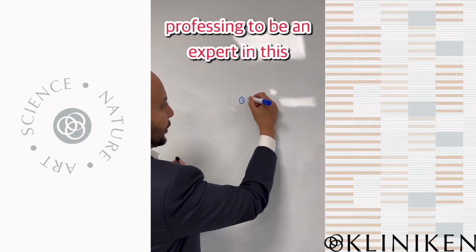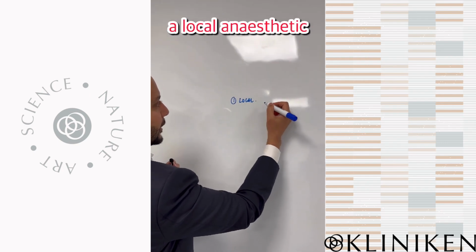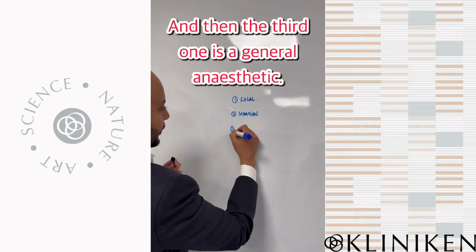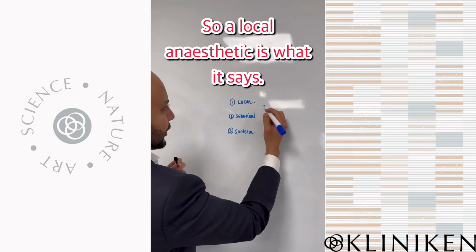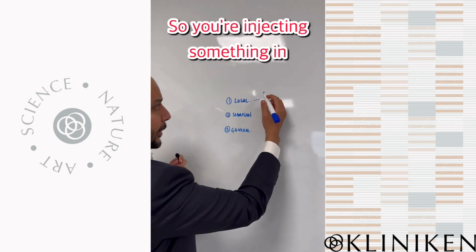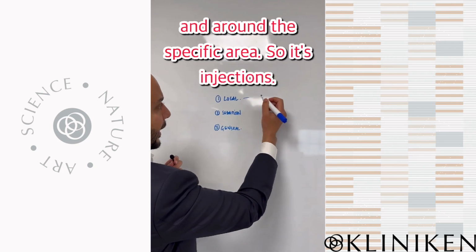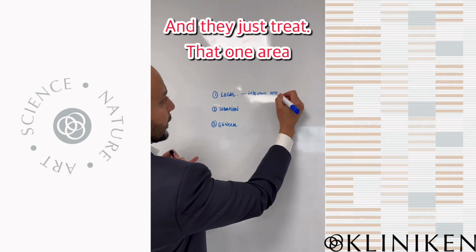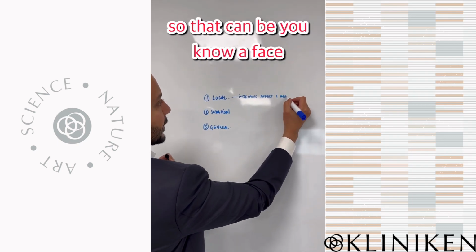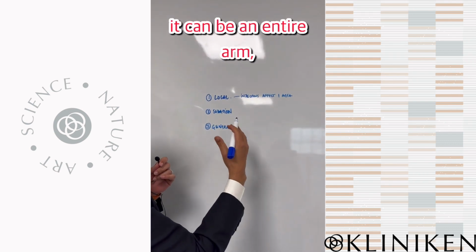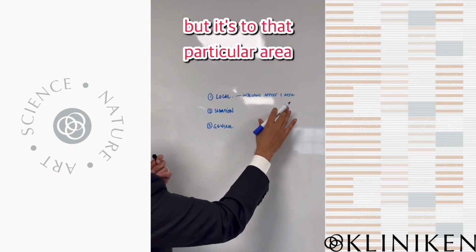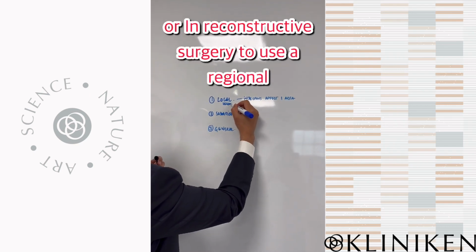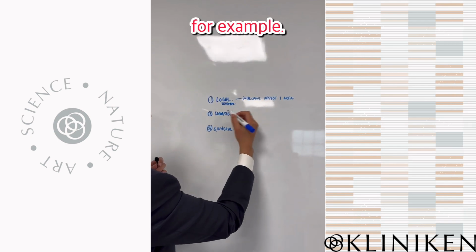So broadly, you break them down into a local anesthetic. The second one is sedation. And then the third one is a general anesthetic. So a local anesthetic is what it says. You're injecting something in and around a specific area. So it's injections and they just treat that one area that we're going to be operating on. So that can be a face, it can be an entire arm, but it's to that particular area. So you can call it local, or in reconstructive surgery, we do use a regional. So that numbs the entire arm, for example.